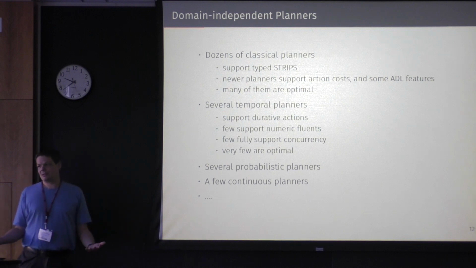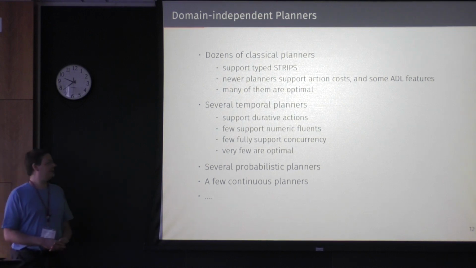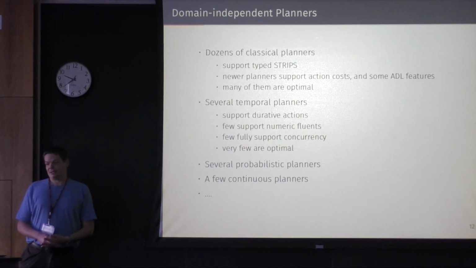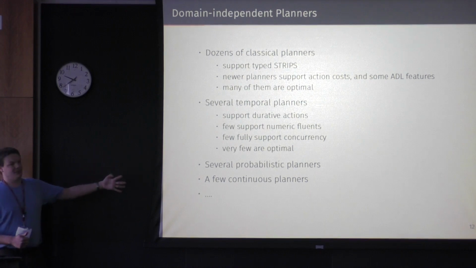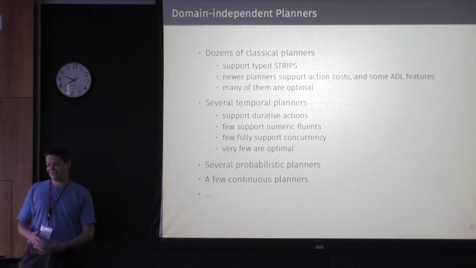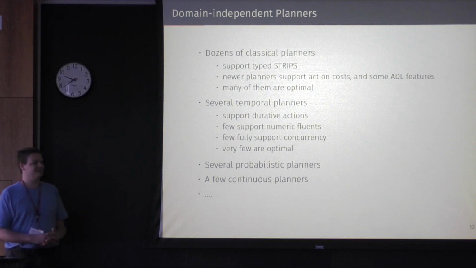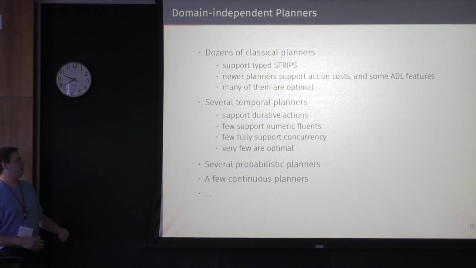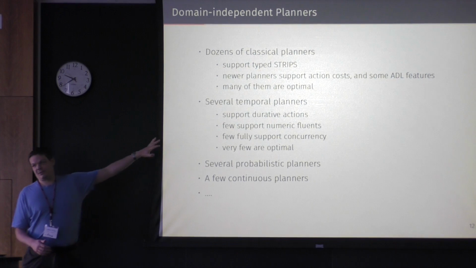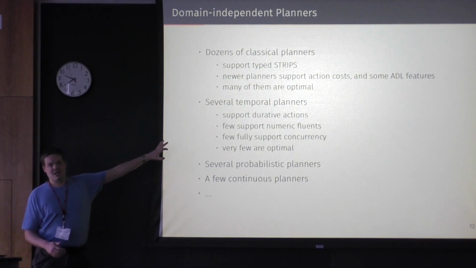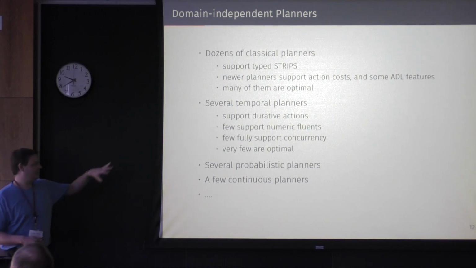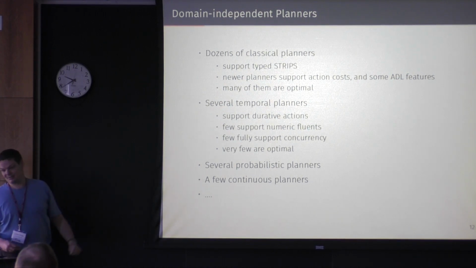Also, since classical planning is very well studied, we have dozens of planners and many of them are optimal. If we want more expressivity, for instance reasoning with time, then the number of planners is not that good. Yes, we have some good temporal planners that support durative actions, but often you also need to reason with resources and you need numeric fluents. And here the number of planners that support all these features dramatically decreases.